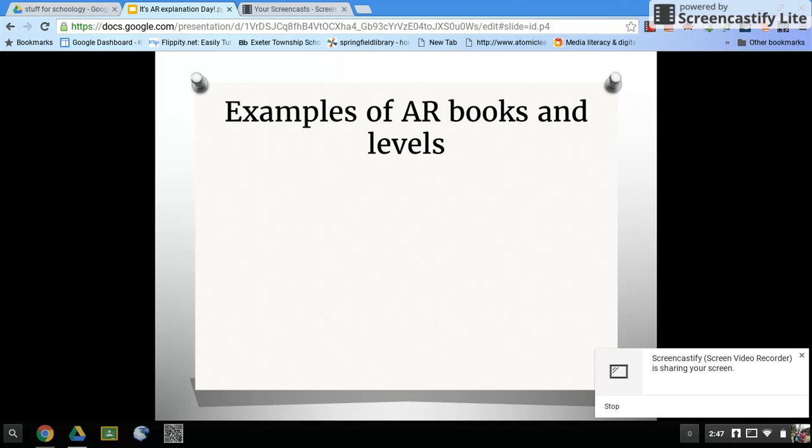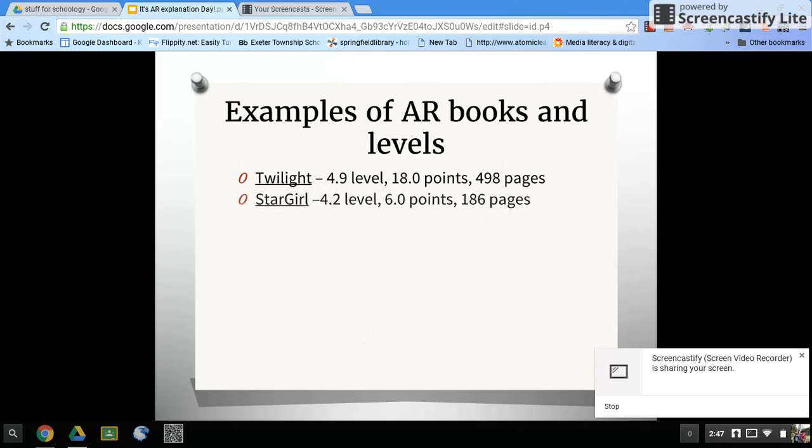You're going to have to earn a certain amount of points. So for example, Twilight in our library, it's a 4.9 reading level, but it has 498 pages. So that's a lot of pages for a 4.9 level. So it's worth 18 points. The book Stargirl by Jerry Spinelli is a much smaller book, only being 186 pages, but it's a similar reading level to Twilight, but it's only worth 6 points.